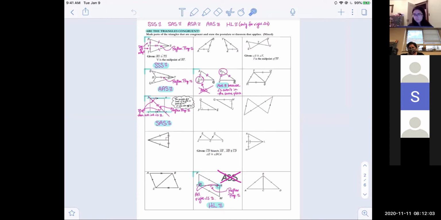When it's side, side, side, what do you put as the explaining part, like for the second one? If they've actually marked everything you need, then you don't have to give any explanation. What you're explaining are the parts that you're marking yourself. Like, how do I know these two segments are congruent? Or how do I know these two angles are congruent? Okay, thank you.